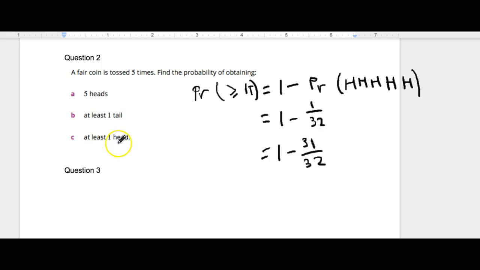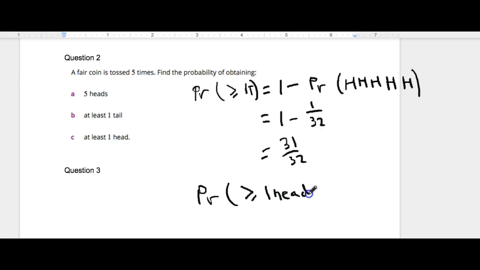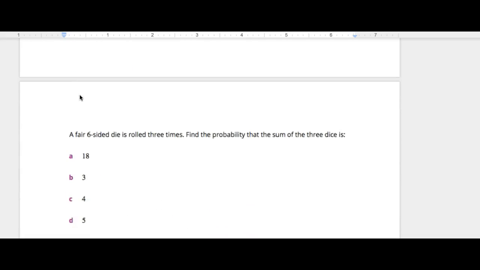Now, at least one head. Oops, what did I do there? I wrote the answer. I think I was talking at the same time. It should be 31 over 32. Now, the next one, the probability of getting greater than or equal to one head, is the same, because your tail and your head have the same probability, a half and a half. So your probability of getting at least one tail is the same as at least one head. Okay, let's move on to question 3.